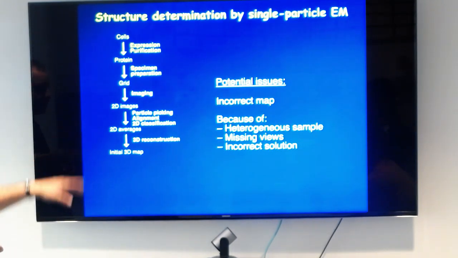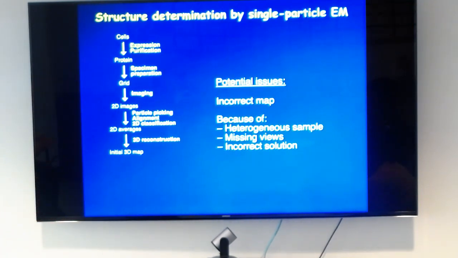You can get an incorrect map because you have a heterogeneous sample and you didn't do a good job separating the different particles. If you combine all of them into a single map, you get a mishmash of all the different structures. You can have missing views, so you get areas of the map that are not defined, and simply the program can make incorrect solutions, especially in olden times when we used the magic and things like that. Getting a real structure out of this kind of thing was almost impossible, to be honest. I mean, that's why so many structures came out wrong.